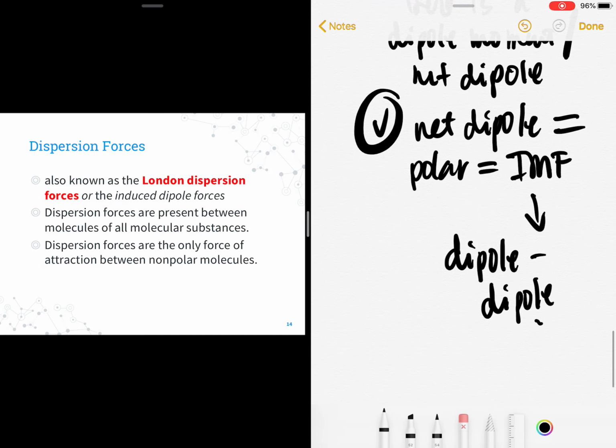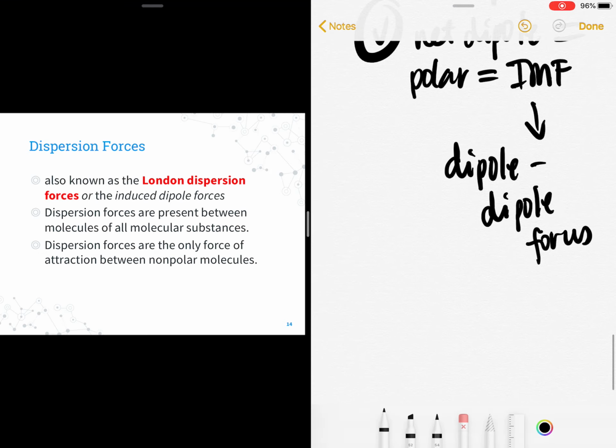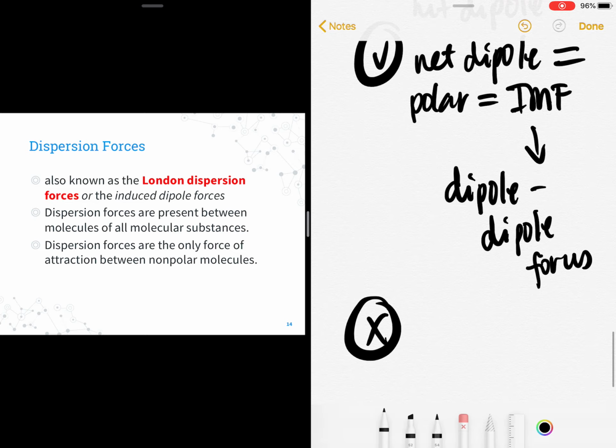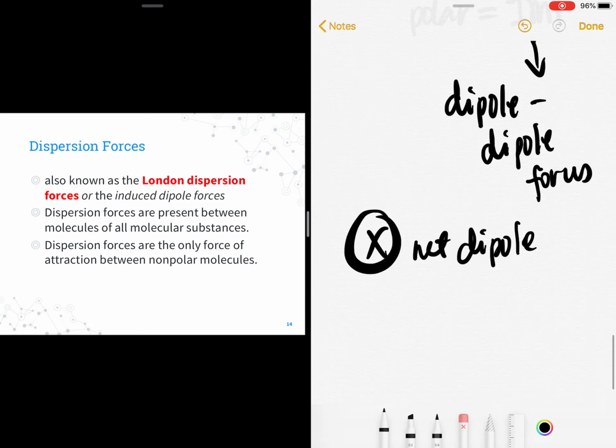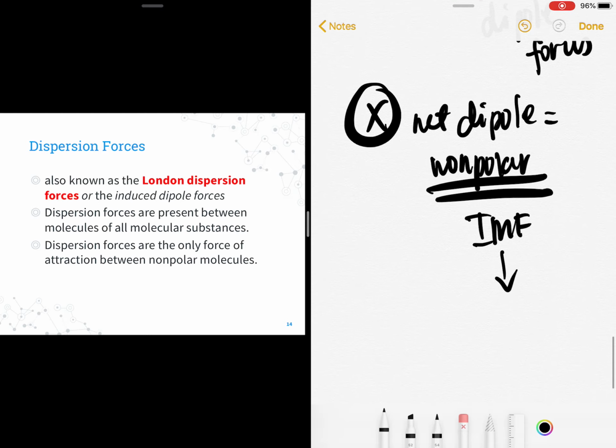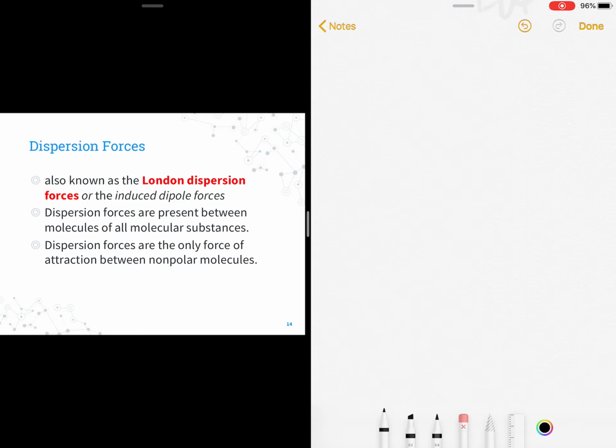Dipole-dipole forces. Next. Paano kapag non-polar siya? If it doesn't have a net dipole, so wala siyang net dipole, automatic yung ating molecule ay non-polar. So, dahil non-polar siya, wala siyang net dipole, automatic ang kanyang IMF ay ano? London dispersion forces. O, let's have an example.